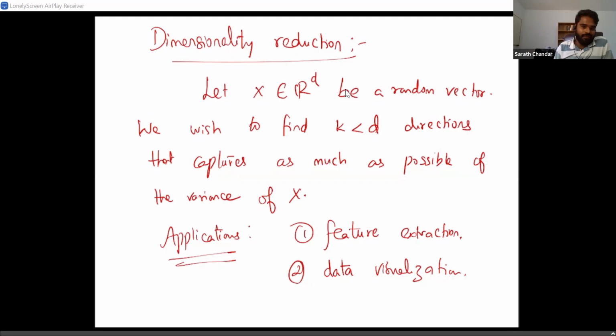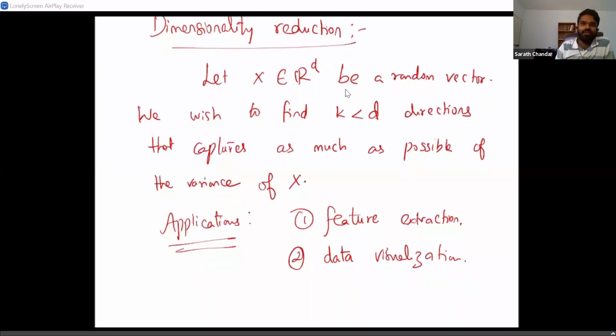Okay, so there's a question about variance. That would be my second part. I will discuss why I want to capture the variance very soon.